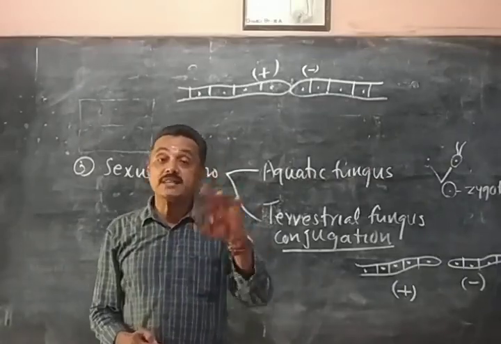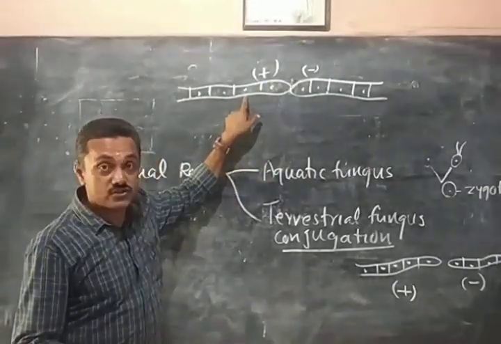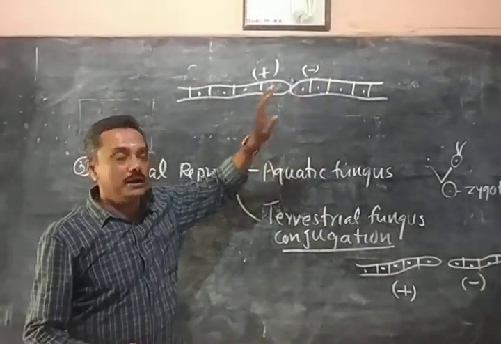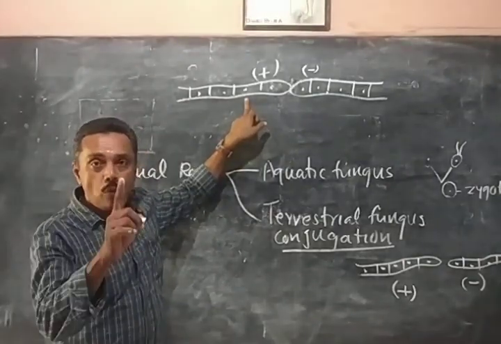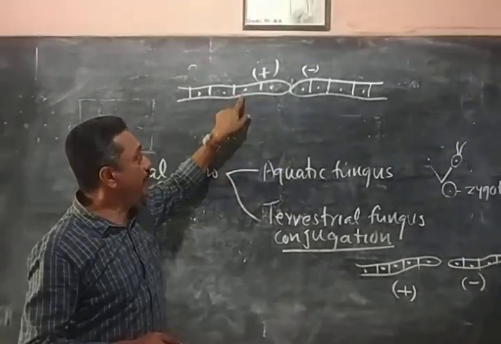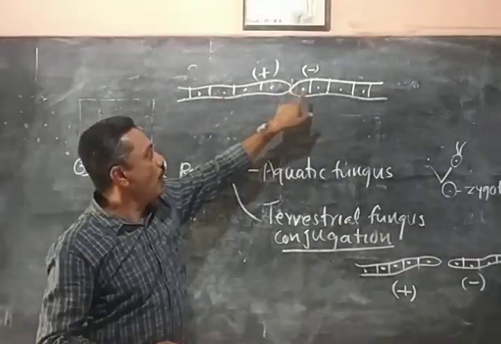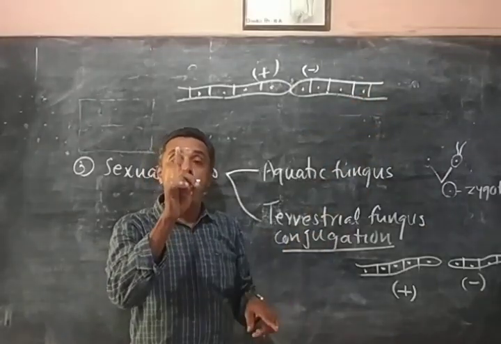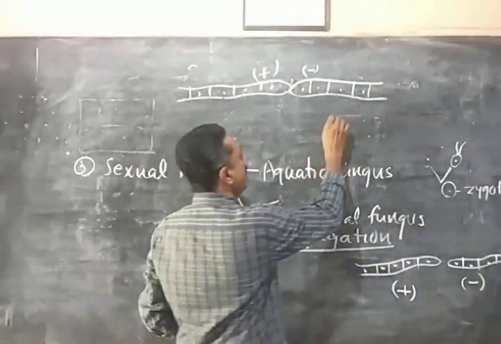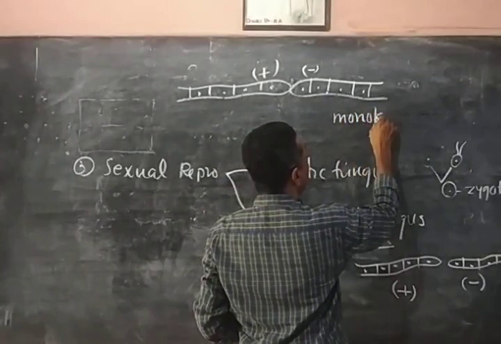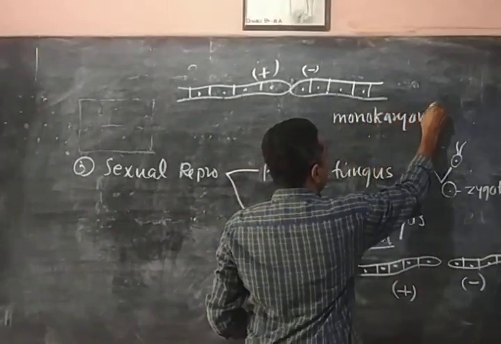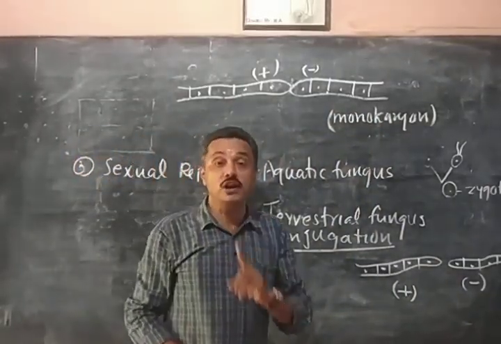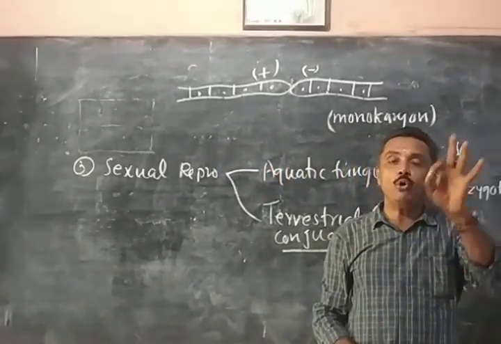And what happens? The plus hypha contains a plus nucleus. The minus hypha contains a minus nucleus. And one cell contains how many nuclei? One nucleus. This cell contains one nucleus. All these contain one nucleus. See, a cell containing one haploid nucleus is called a monokaryon. One cell contains only one nucleus, that cell containing one haploid nucleus.